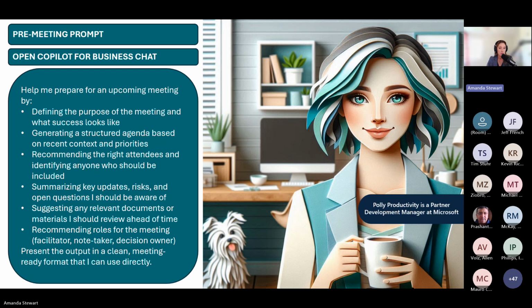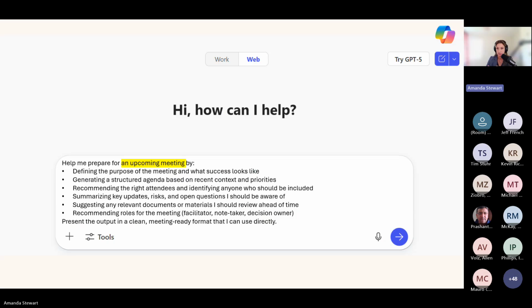So she, in business chat, said, Copilot, help me prepare for an upcoming meeting. Basically went through those first 6 steps, right? Define the purpose of the meeting and what success looks like, generate a structured agenda, recommend the right attendees, summarize key updates, risks, and open questions I should be aware of, suggest any relevant documents or materials I should review ahead of time. We love pre-read. And then recommend roles for the meeting. Like, who am I going to assign different roles to for the meeting? And then quickly, Copilot provides that information back to her in less than 2 seconds, right?